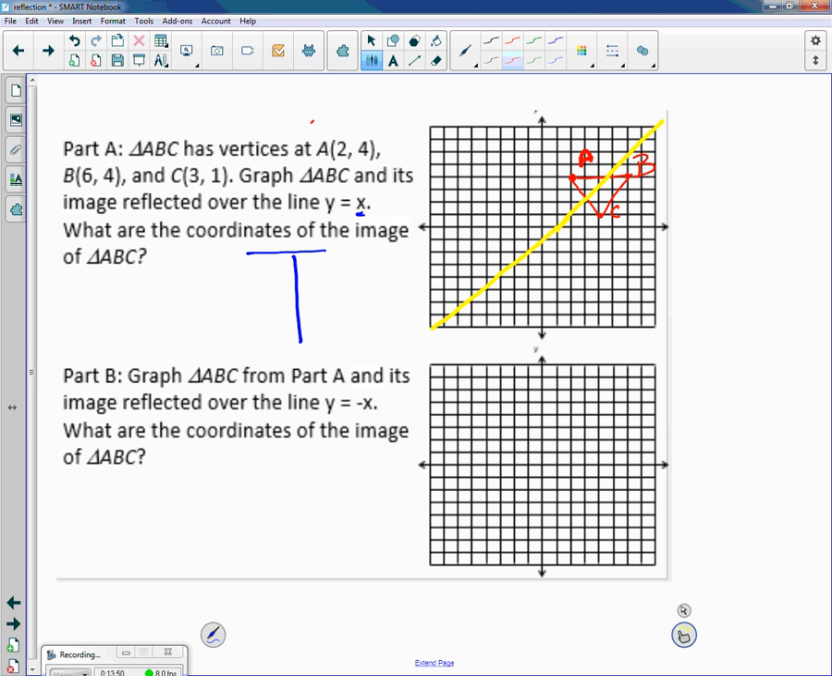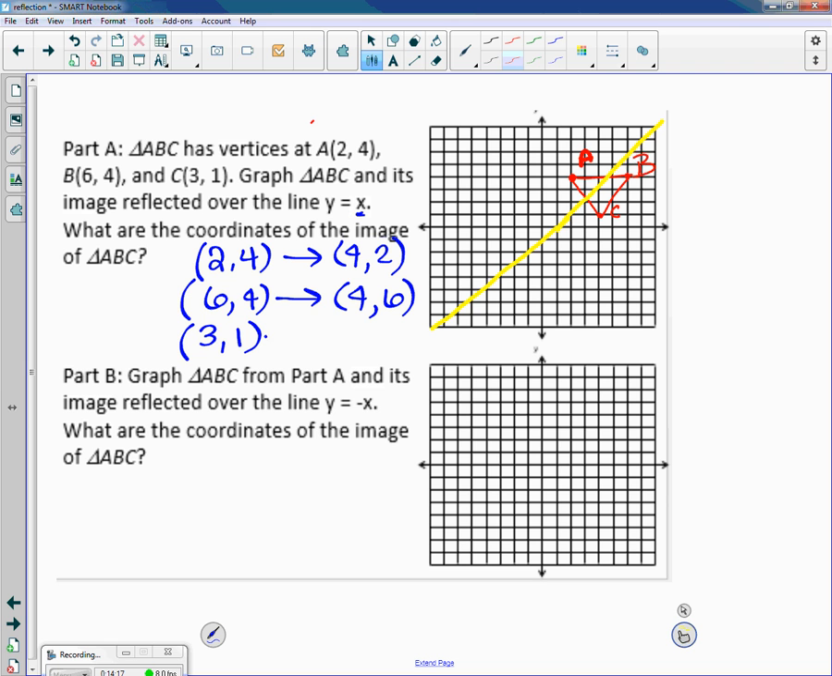If I had 2, 4, my x now becomes my y. It becomes 4, 2. If I say 6, 4, my x now becomes my y. It becomes 4, 6. And if I say 3, 1, my x becomes my y. It becomes 1, 3. So this would be my new graph.